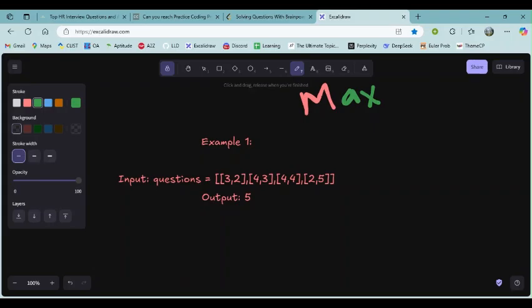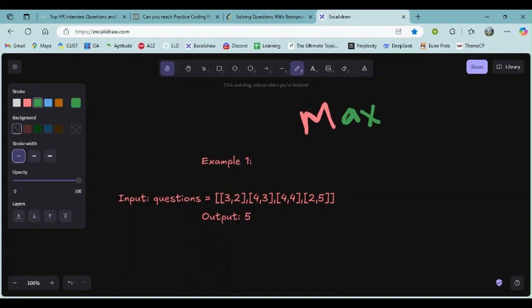So for maximizing the points, I will try to take the maximum points, and we also have to make the decision of whether I have to take it or not take it. So it feels something like the knapsack problem, where I have to take or not take.